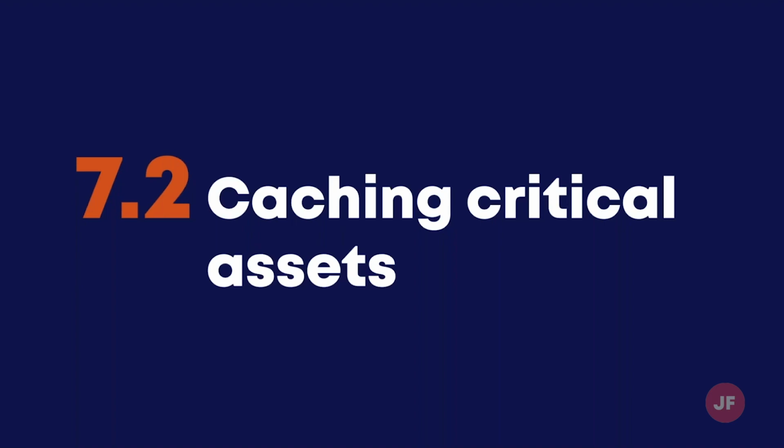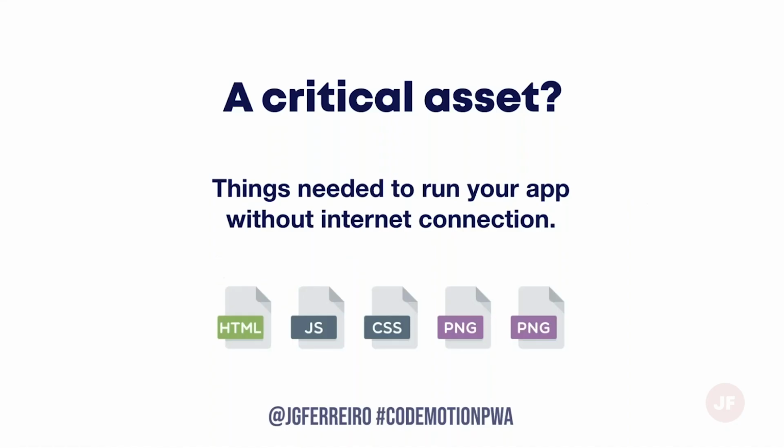Those are the assets that, if you go offline, you need to load in order to offer the user the same experience. It can be the index.html, the main JavaScript bundle, the main CSS, some pictures that are required, like the logo or some icons. So that's what a critical asset is. It's basically something that is really needed in order to be able to show the application to the user.